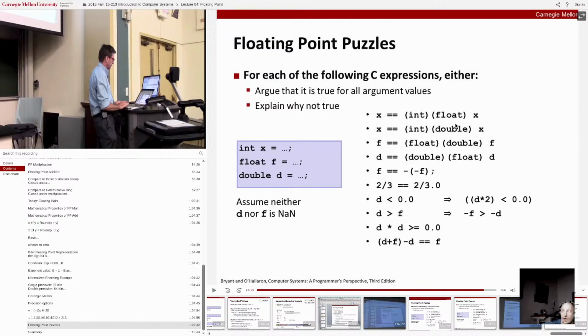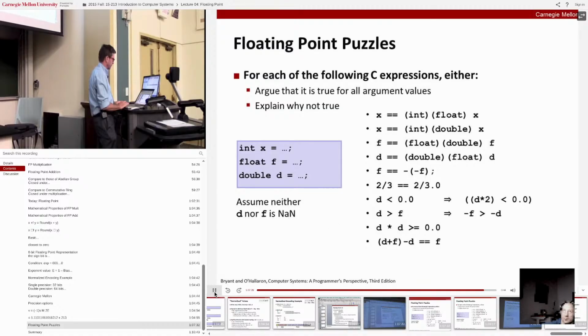Now a double has 64 bits, so that is true. There's more than enough space for that. A float itself going to double again has enough space for that. Going back down has enough space for that, so that's true. So it's going to be false, true, true on these first ones.